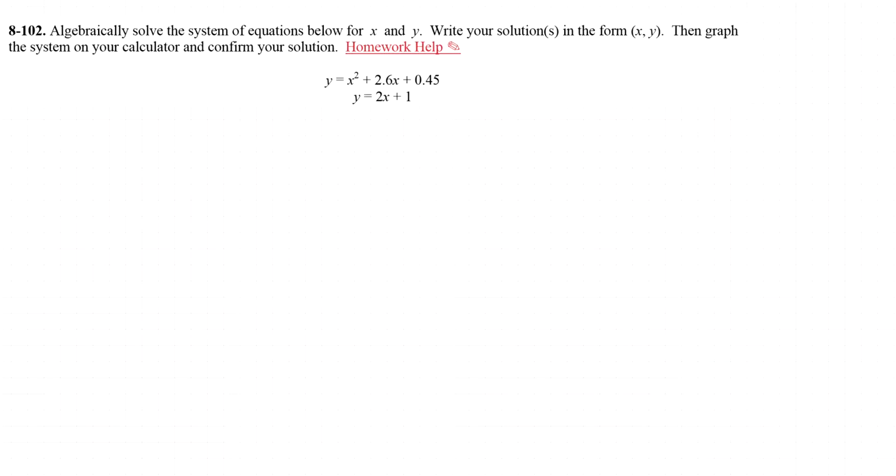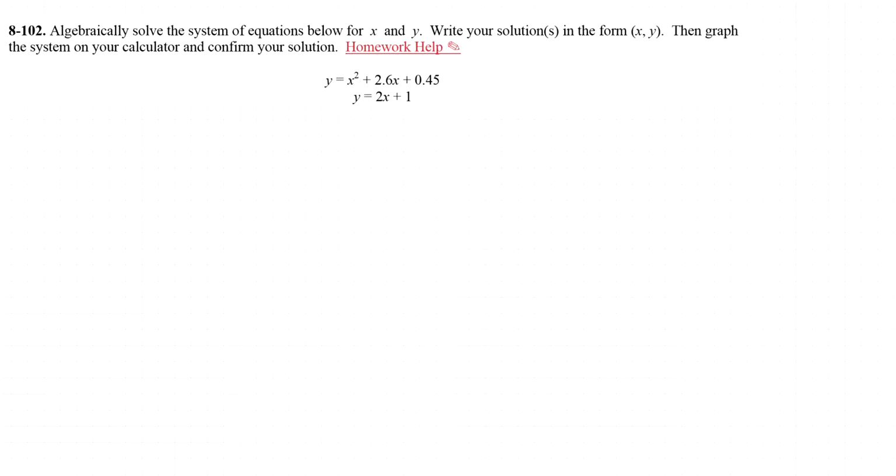Alright, so this is 8102. Algebraically solve the system of equations below for x and y. Write your solutions in the form of the ordered pair (x, y), and then graph the system on your calculator to confirm your solution. Alright, so what we want to do is solve this.